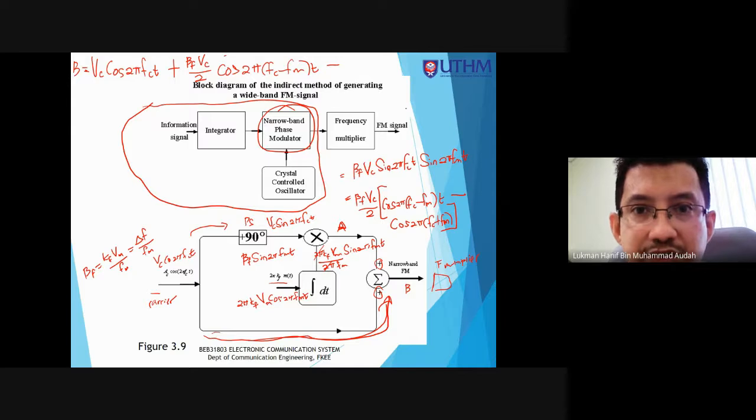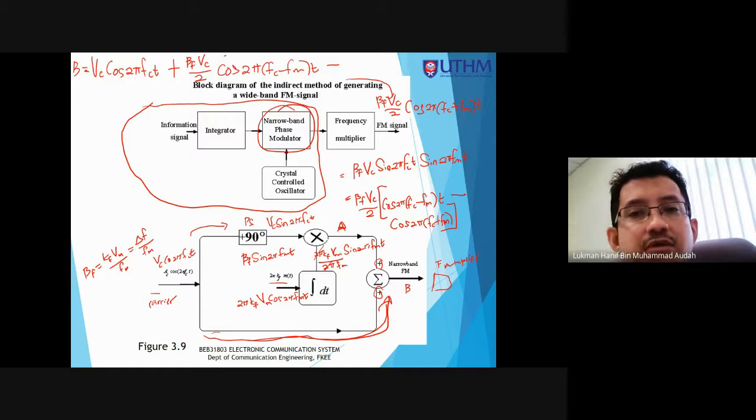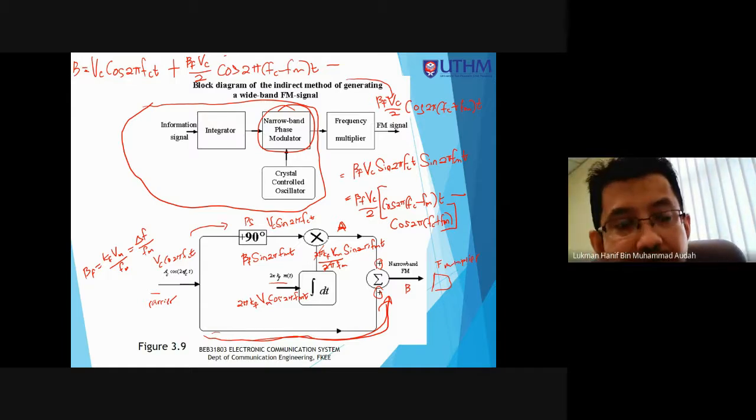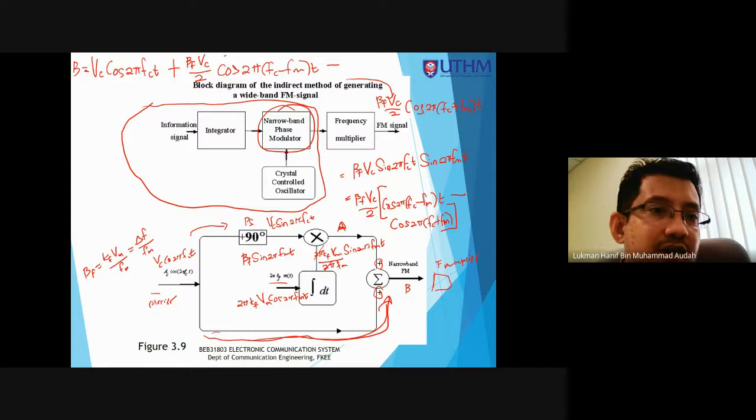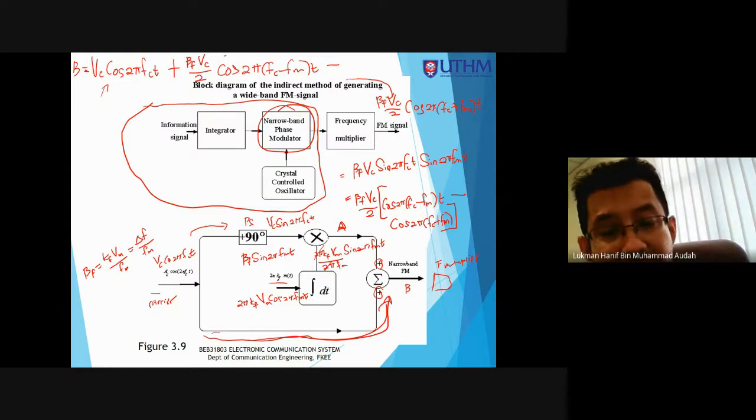Ini sambung ke bawah sini. Saya sambung ke sini dia. Okay, saya sambung. So maknanya beta f Bc over 2 cos 2 pi Fc plus Fm. Ni untuk apa? Sideband. Okay. So that means we have 3 components. We have the carrier component, we have the lower sideband, and we have the upper sideband. So this is the narrowband FM.